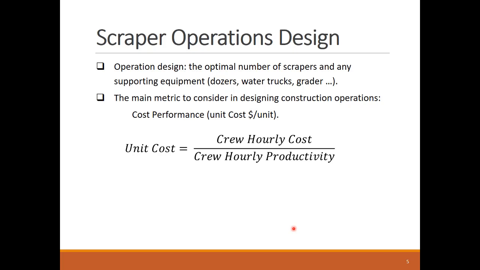Similar to most construction operations, the main planning objective here is to minimize the unit cost of the operation. We can calculate the operation unit cost by dividing the crew hourly cost over its hourly production rate.